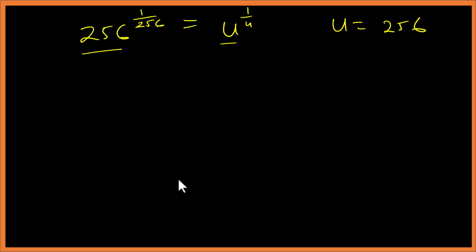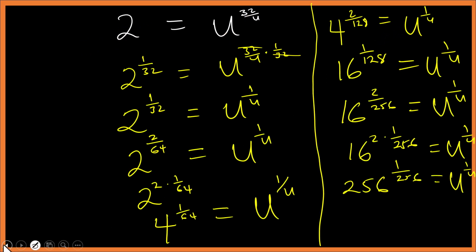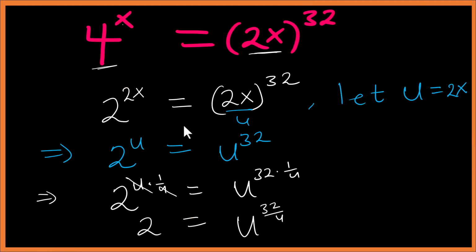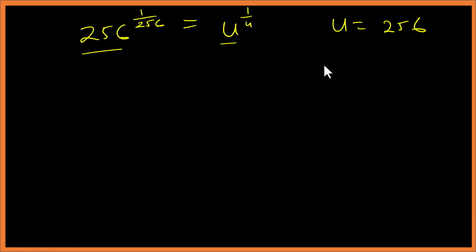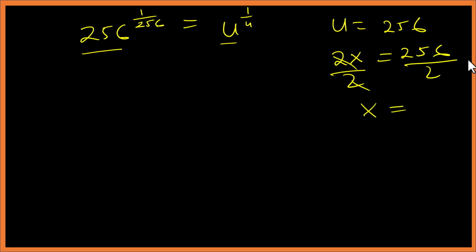So perfect. But remember, we have the x. So u equals 2x. So 2x equals u, but u is 256. Therefore, dividing both sides by 2, x will be 256 over 2, so 128 as the answer.